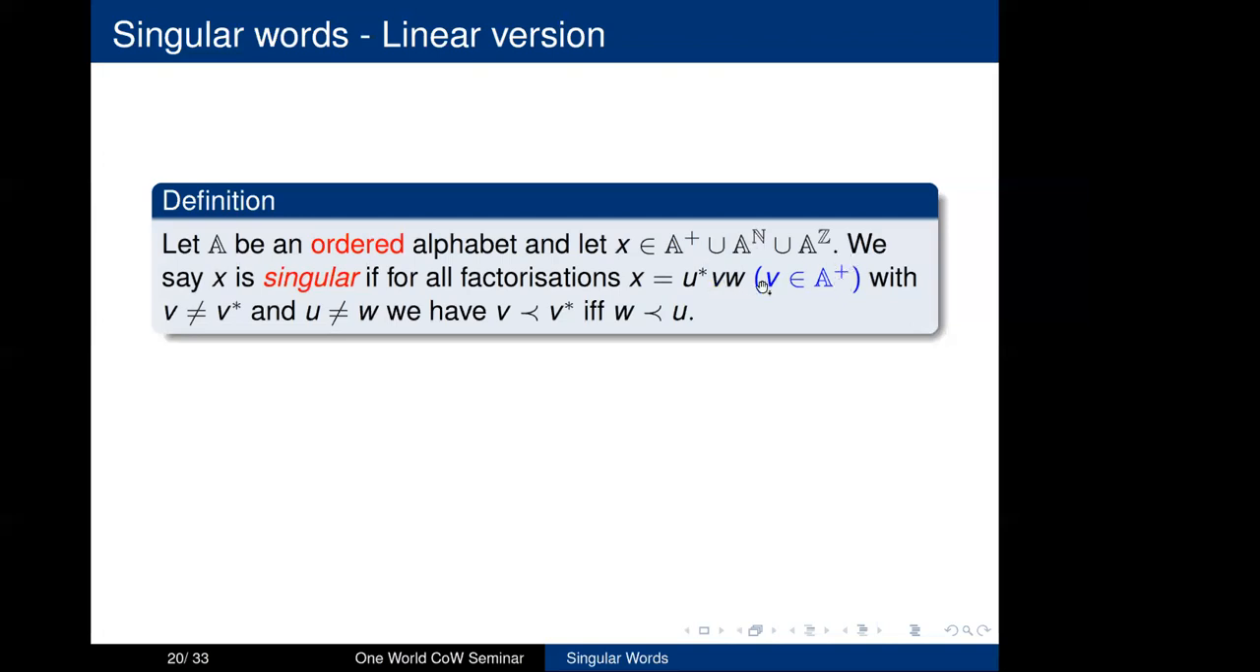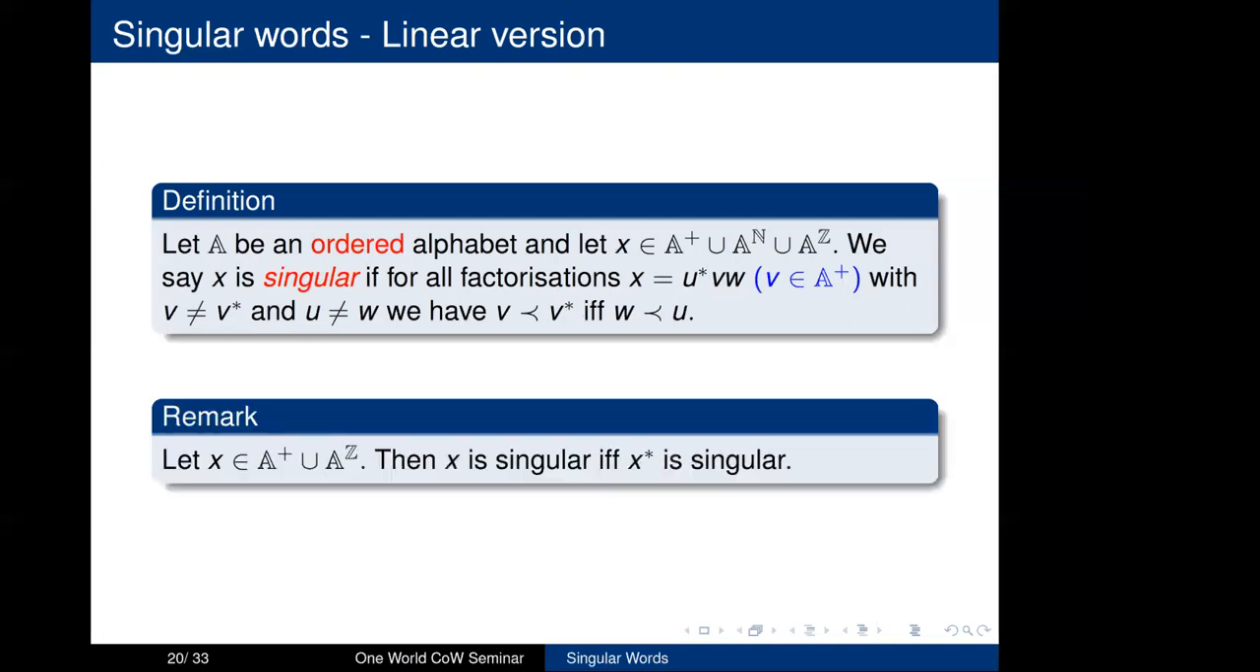But for each factorization like this with V finite, V not equal to V*, and U not equal to W, what you want is that V is less than V* if and only if W is less than U. So W should have the same inequality with U that V has with respect to V*. Okay, so it's easy to see that if X is singular, so is its reverse. This is also true if I took a one-sided infinite word, but then if I reverse it, I get a one-sided word in the wrong direction.